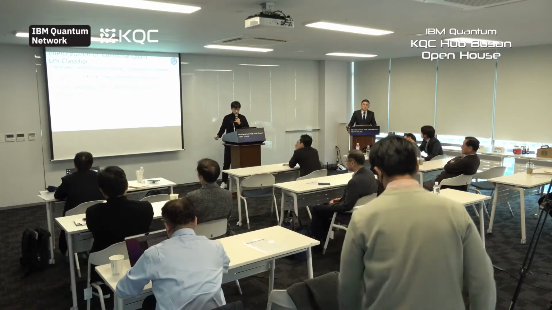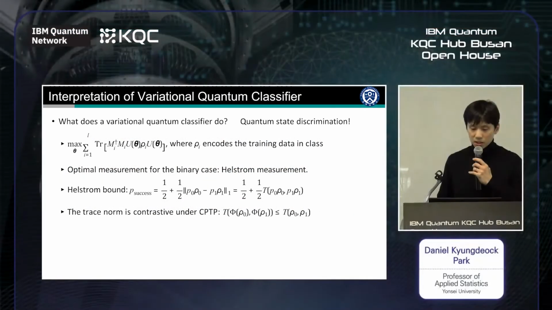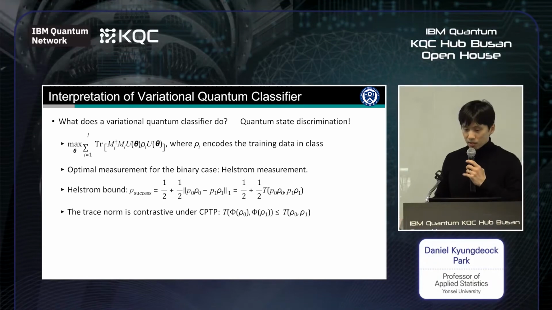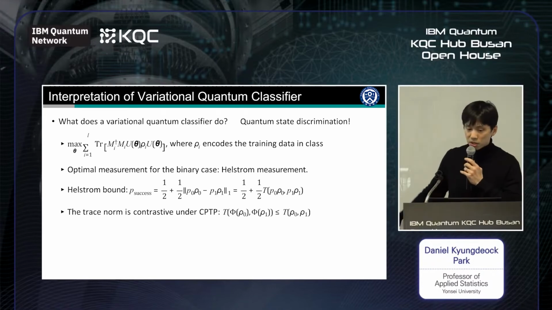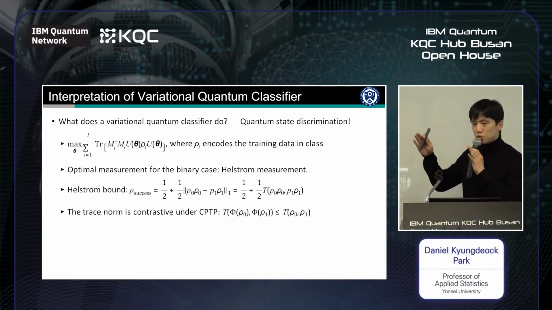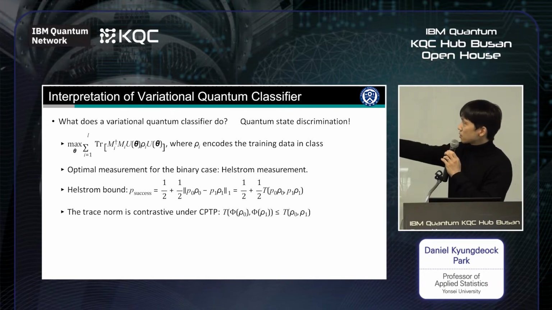And what's interesting about this Helstrom bound is that, in fact, given these two quantum states, rho 0 and rho 1, these are the quantum states that encode two sets of classical data. One belongs to class 0, and the second is the set of data that belongs to class 1.